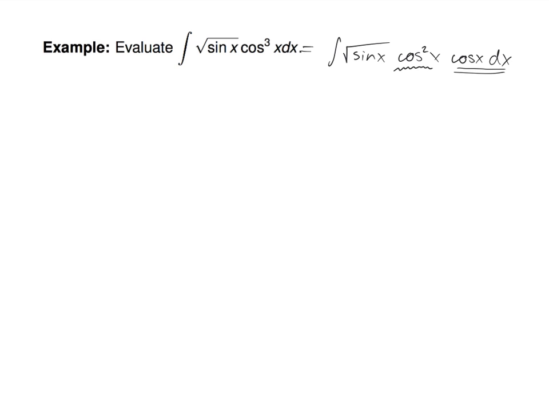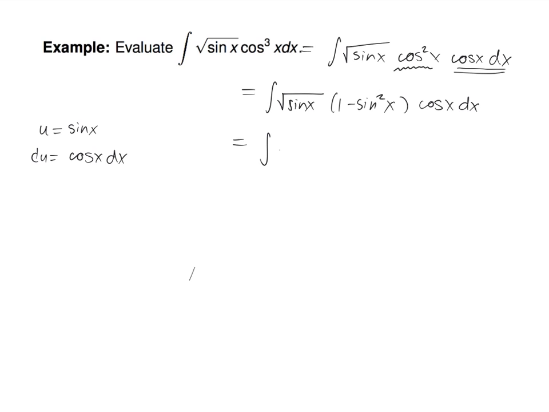What does cosine squared get replaced by? 1 minus sine squared. So we have sine x, 1 minus sine squared x, cosine x dx. Okay, so what are we going to substitute for now? U is sine x, very good. And then du is, derivative of sine is cosine. So this becomes the integral of root u, 1 minus u squared du.